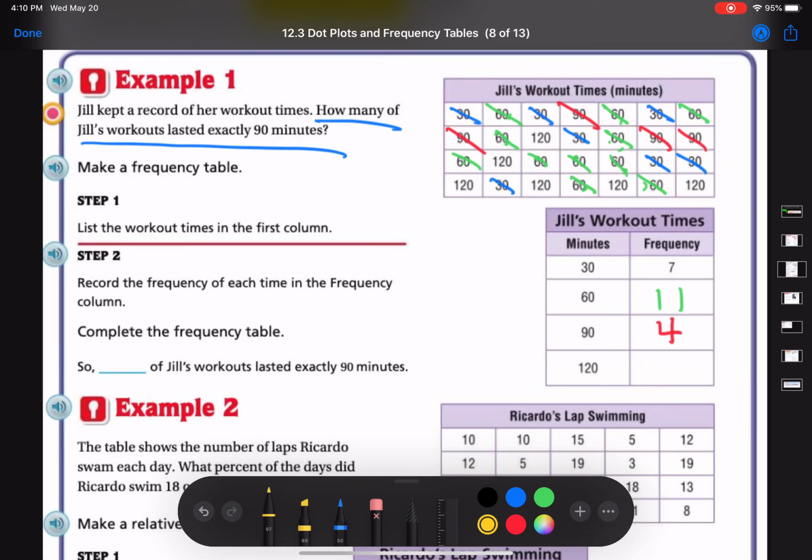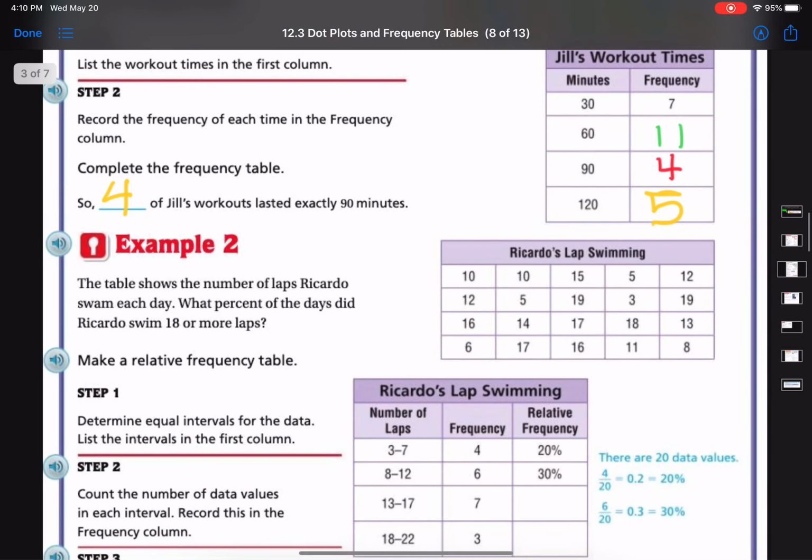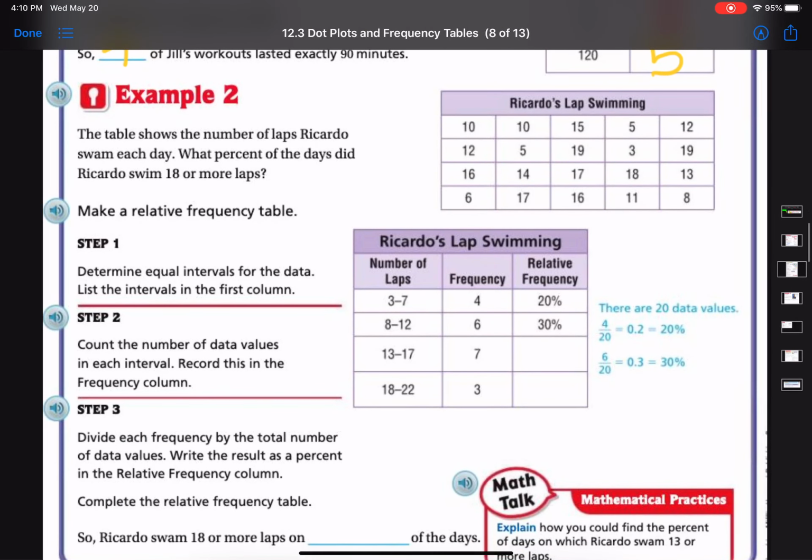And then all the 120s. 1, 2, 3, 4, 5. And you're going to put 5 there. So how many of her workouts lasted exactly 90 minutes? That would be 4.